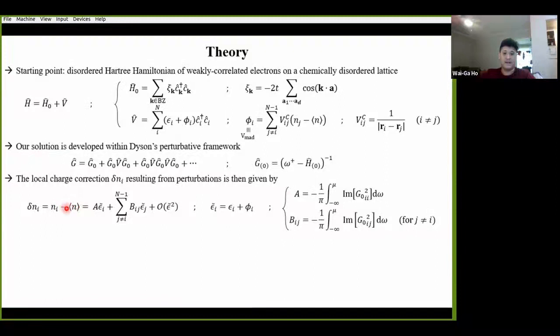Their difference is then giving us the electronic charge correction resulting from perturbations, as we show here, expanded in terms of these epsilon tildes, where these epsilon tildes are just the eigenvalues of our potential operator. That is, they're the total on-site perturbation that sums the impurity epsilons together with the Madelung phi's. All right. Now, something I'll add is, this charge density correction, delta n, can be associated with the charge transfer that we're interested in. And we also have it right here, expanded in terms of these Madelung potentials phi, which are contained inside these epsilon tildes.